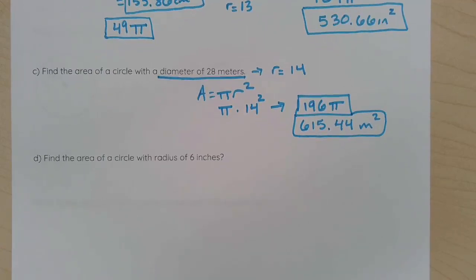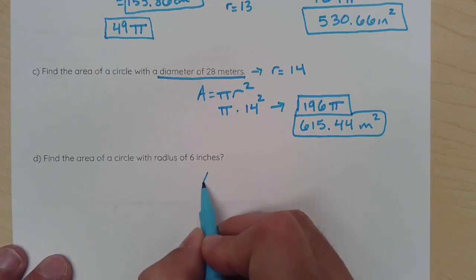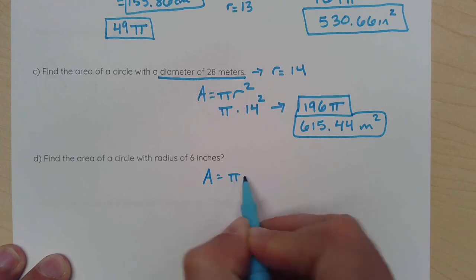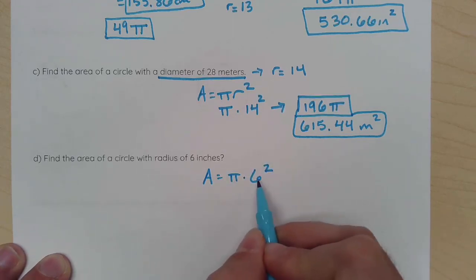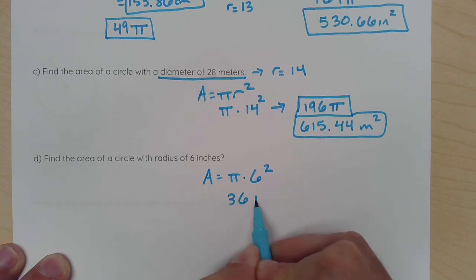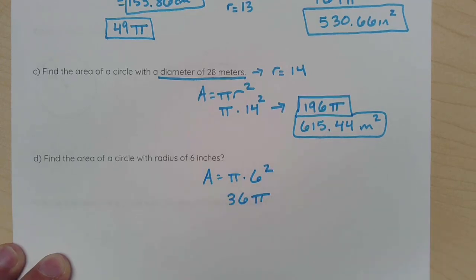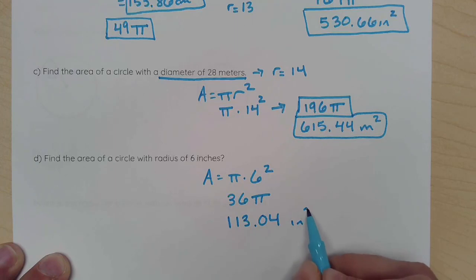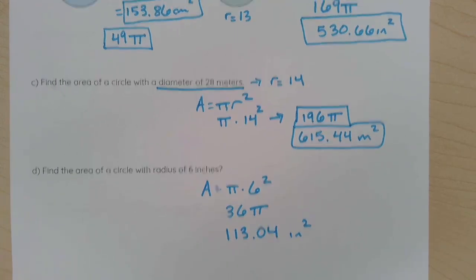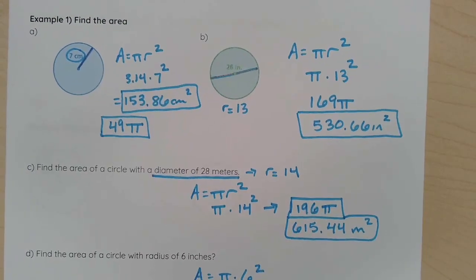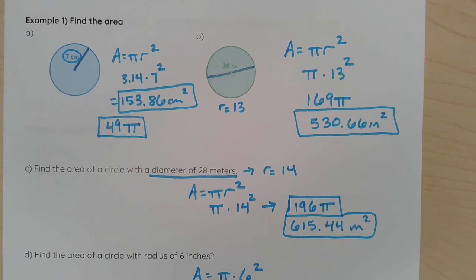D, find the area of a circle with a radius of 6 inches. Cool. Area equals pi times 6 squared, or r squared. 6 squared is 36 pi. That's my exact, and then 36 times pi is 113.04 inches squared. So that's how we can use the formula to help us find the area if we have a diagram or if we're just given a measurement.